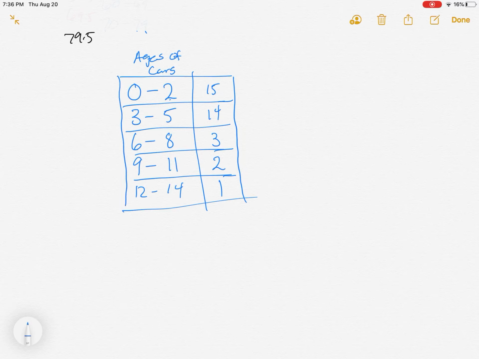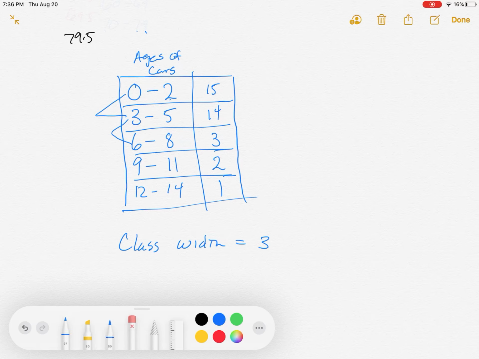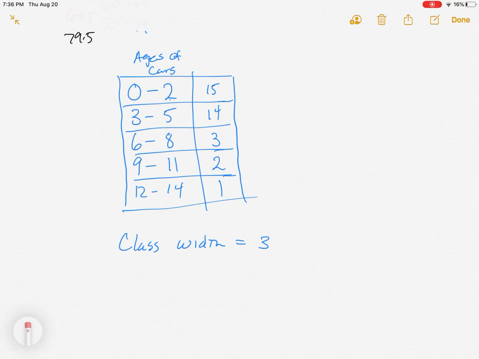Now if I ask you to find the class width, do you see what the class width is? It's just a single number. The class width is not 2. It's not the difference between 2 and 0 and 3 and 5. The class width is how far do I go? How far does it take me to go from 0 to 3? And the answer is 3. From 3 to 6 is the same 3. There's usually just one class width. That's at least the way we'll do it. And it's a practical way to do it as well.